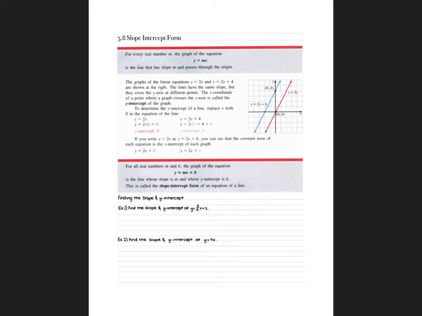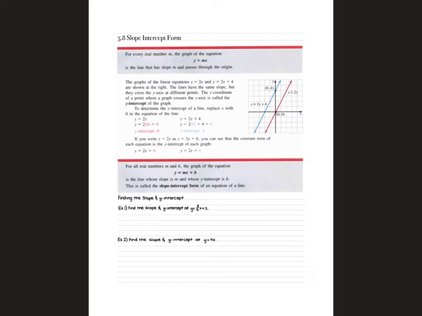5.8 Slope-Intercept Form. When we are working with Slope-Intercept Form, we are using the formula y equals mx plus b. This formula or equation is in Slope-Intercept Form. Your m is your slope and your b is your y-intercept. The sign in front of your b takes the sign of your y value in your y-intercept.